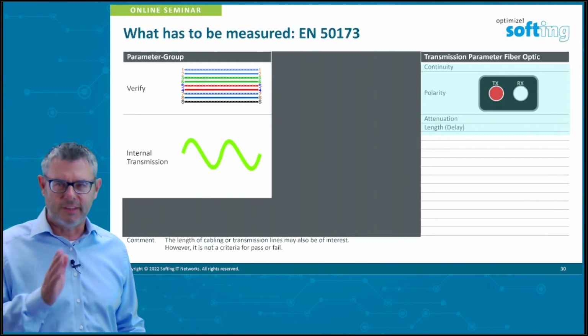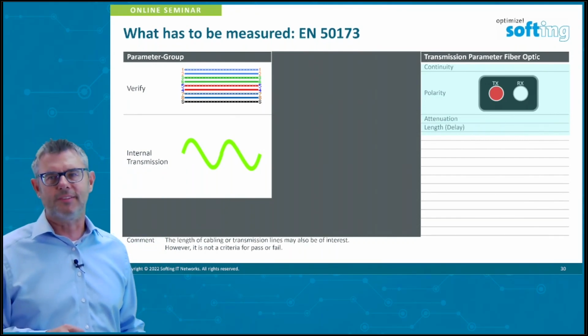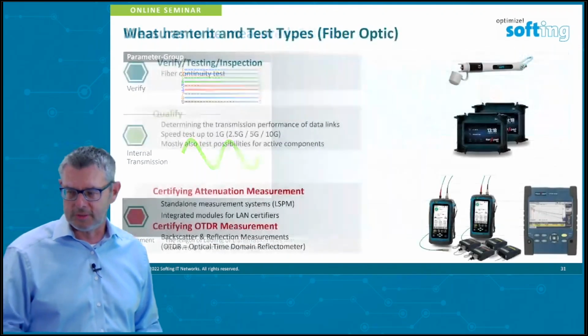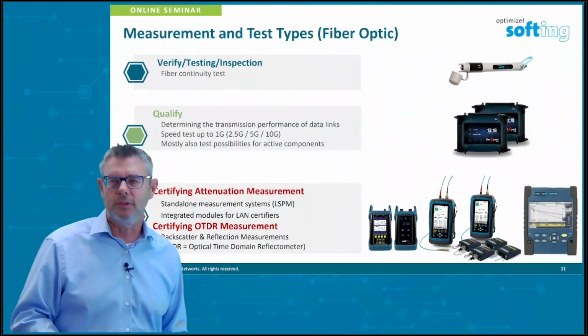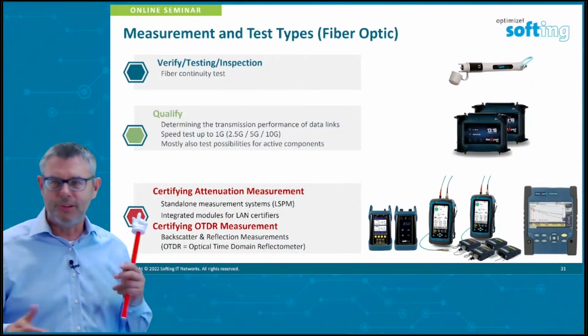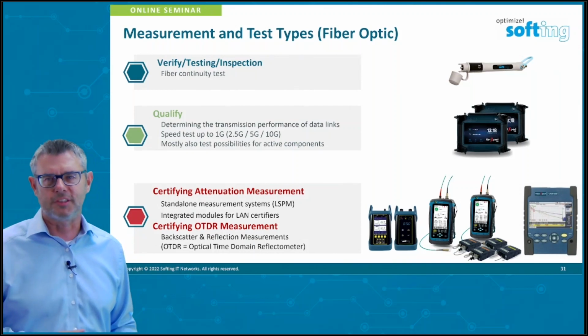And we also can analyze where events are, where trouble is on the fiber, but we will see that when we talk about the instrumentation to do this. Instrumentation we can use to test the measurements. Here again, the sorting on the verify, qualify, certify system.